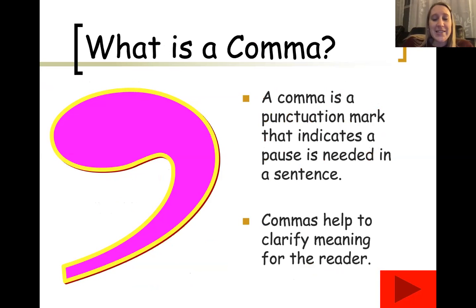So what is a comma? It's a punctuation mark that indicates that a pause is needed in a sentence. It helps clarify meaning for the reader. One of my favorite examples is the phrase, let's eat grandpa. If we have no comma there, that's like, okay, we're going to eat grandpa for dinner. But that's not really the case, right? If we have let's eat, comma, grandpa, that says, come on grandpa, let's go eat. So that's a really good instance where you would want to use a comma.